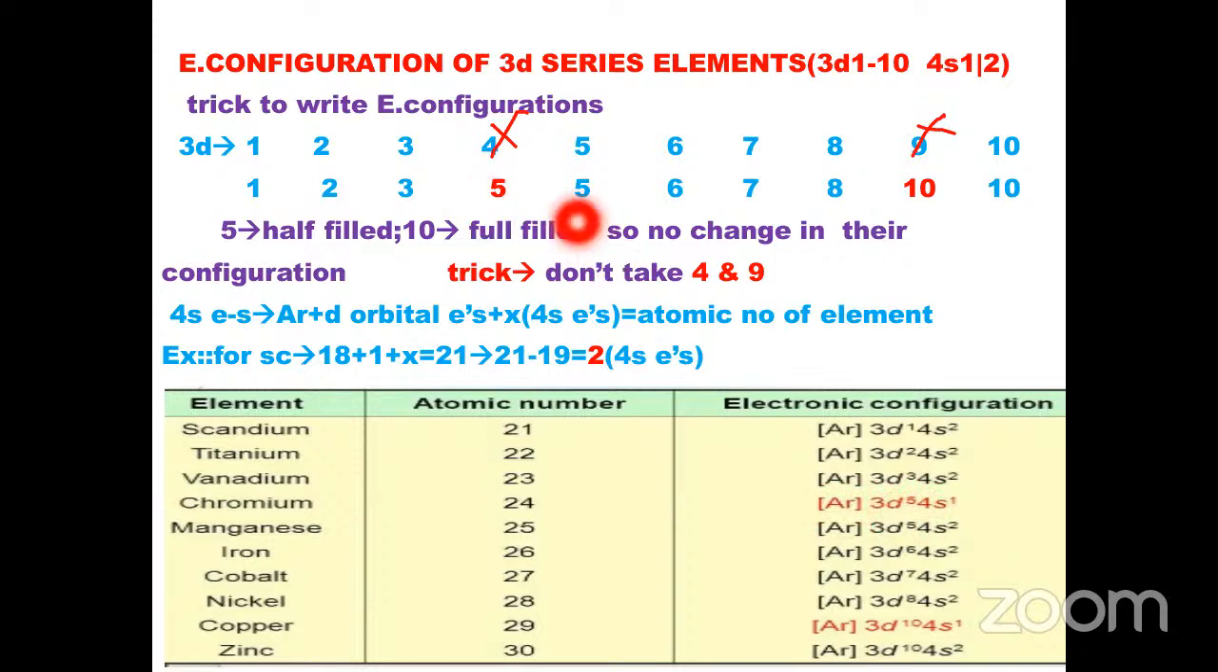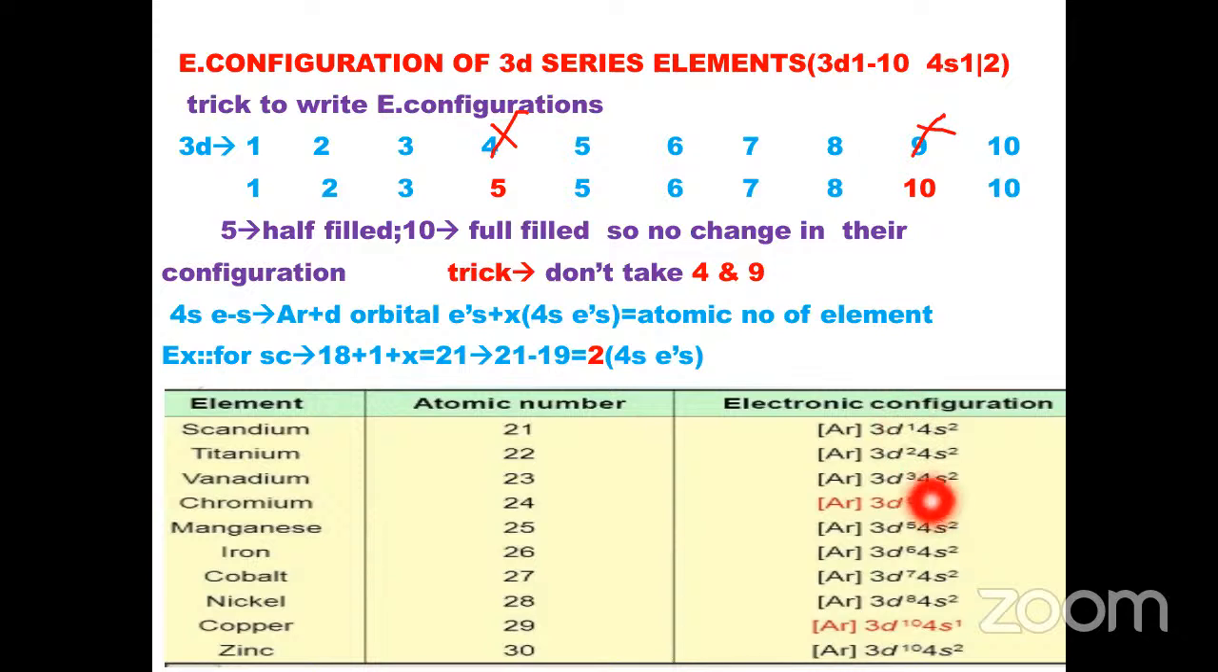Next goes to 5. Here chromium, after that manganese. Okay, manganese 3d 5. Next 6. Here manganese, after that iron 3d 6. Next goes to 7. Here cobalt 3d 7. Next goes to 8. Nickel 3d 8. Next goes to 10. Copper 3d 10, and zinc also 3d 10. Okay, the complete d orbital filling is completed.